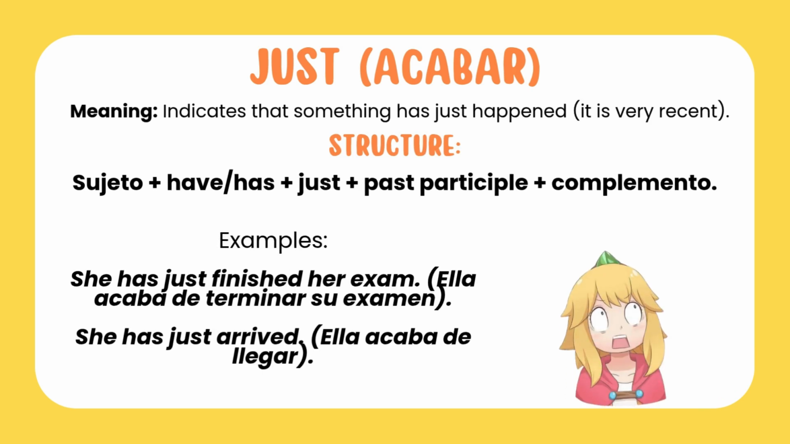Let's take a closer look at each of these keywords, starting with just, which is used when something has just happened very recently. The structure is subject plus have or has plus just plus past participle plus complement. Here are some examples with just. She has just finished her exam. She has just arrived. Both refer to an action that just happened.